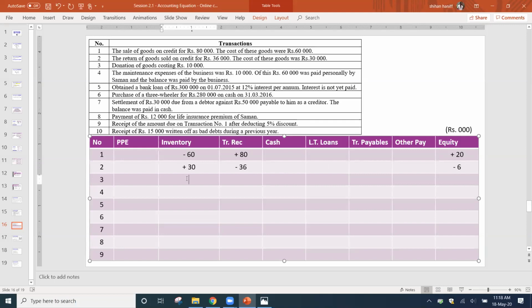Then number 3, donation of goods costing 10. Our stock will reduce by 10. Donation is an expense. It will reduce the equity. Donation will reduce the equity. Right?